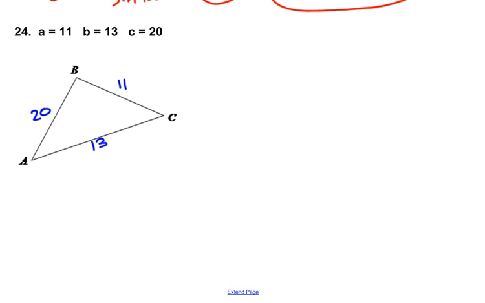Now, in this case, we do not have an angle with the opposite side. So remember, I told you if we had an angle with the opposite side, that was the situation we were looking for so that we could use the law of sines. In this case, we do not have that. So what we're going to have to use is the law of cosines.